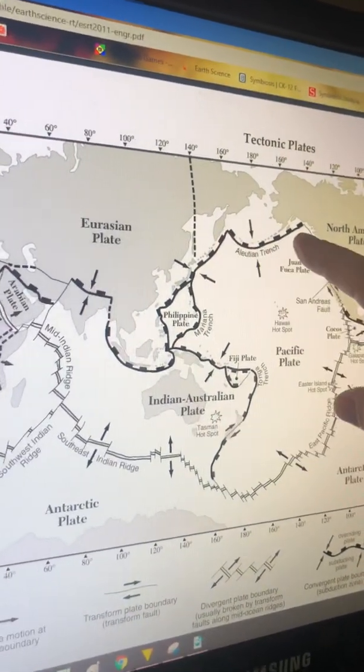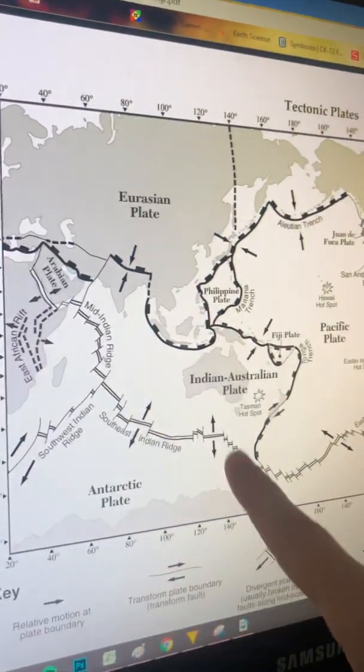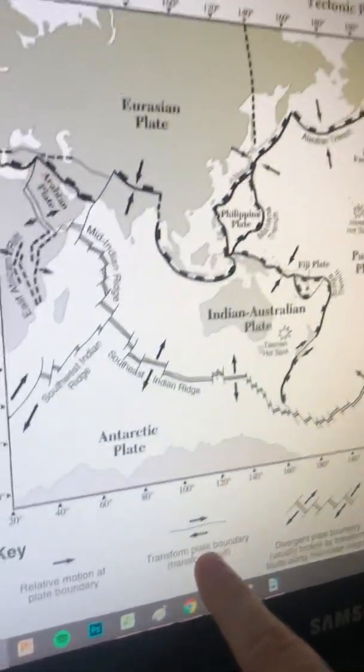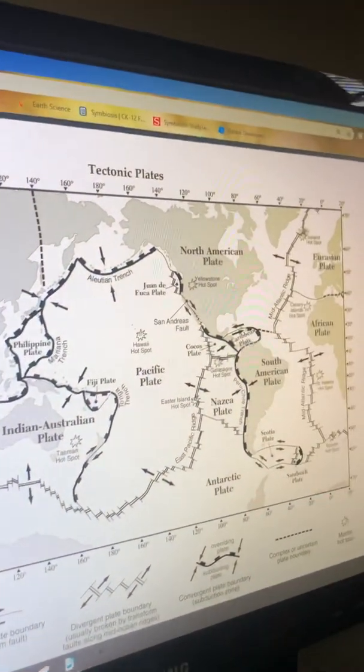So little boxes, convergent subduction zone. Little scar, middle of the ocean, ridge. And the slidey one, there's only a couple of those. That's where we're creating the faults. We're getting a lot of earthquakes. All right, check out our classroom assignment for today.